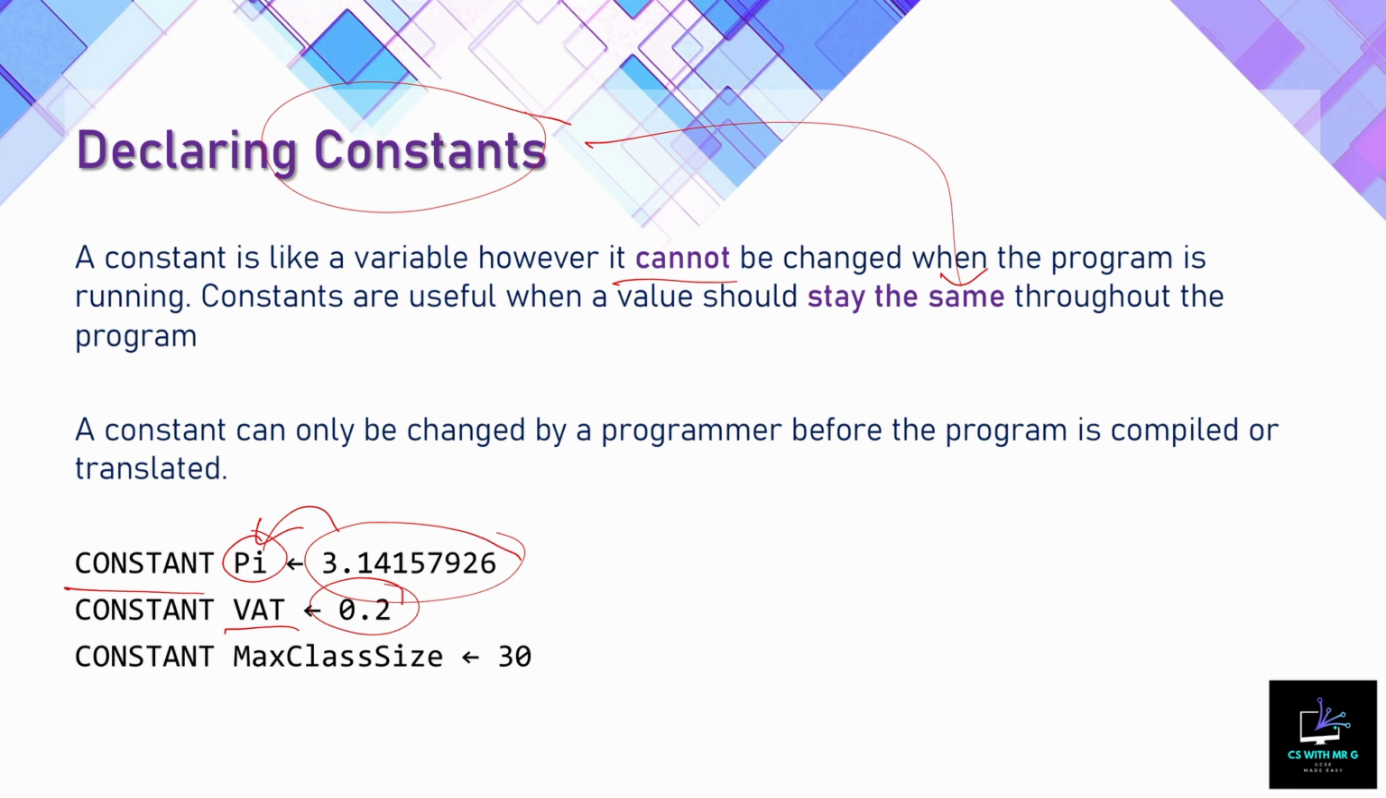So if the value of VAT changed to 0.25, for example, in the real world, we'd go into our lines of code and we'd simply rewrite this line to contain this instead. But once the program is run, you cannot change the value inside. And another one could be the size of a class, and we assign that to 30. So if a school is storing data and there can't be any more than 30 students in a class, we could create this as a constant, as this value will never need to change. So constants will stay the same throughout the running of a program.